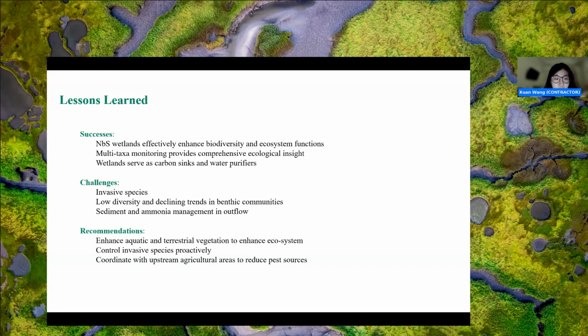Our data indicates that benthic communities exhibit concerningly low diversity with a declining trend. Another key issue is the need for improved management of sediment and ammonia levels in the wetland outflow. To address these challenges and build on our success, we recommend a focused strategy. This may include further enhancing both aquatic and terrestrial vegetation to strengthen ecosystem resilience. Furthermore, the expanding trend of invasive species requires our close attention.